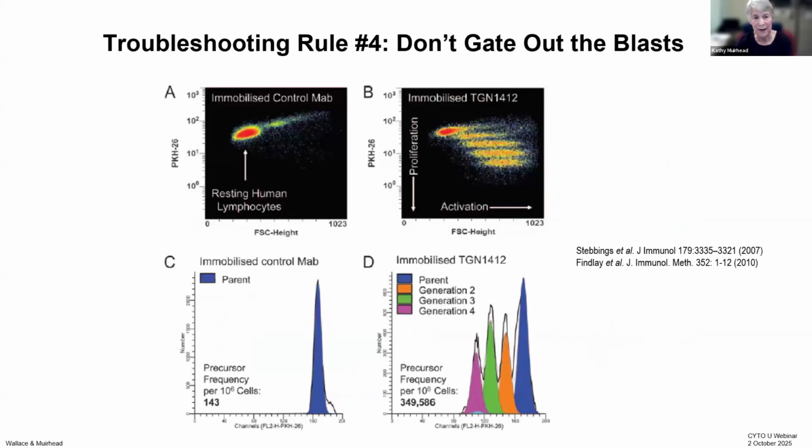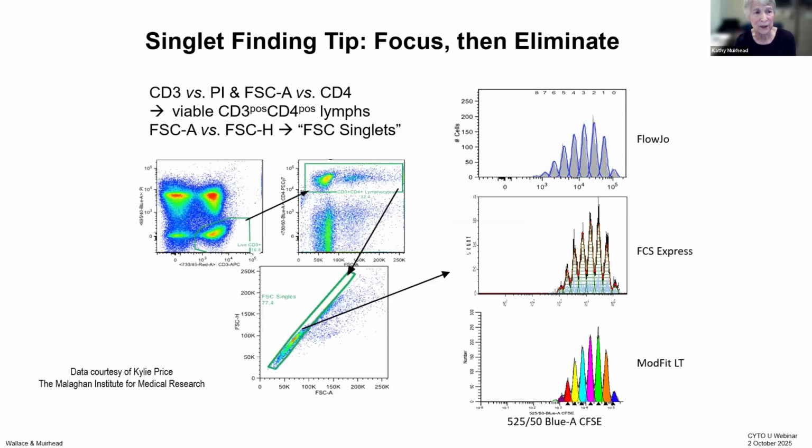The other thing you need to remember is don't gate out the blasts, because in this case, our division is being monitored by PKH26 on the y-axis, and we're looking at the forward scatter as the cell size, quote unquote. And you can see as they are stimulated, they get larger and larger. So just be aware that you need to have a fairly large scatter gate if you're going to use scatter gating. The other thing we did with this data set, which was sort of interesting, and you can play with it yourself in lesson 3C when that goes up, because we've given you this data set, is that sometimes it's easier.